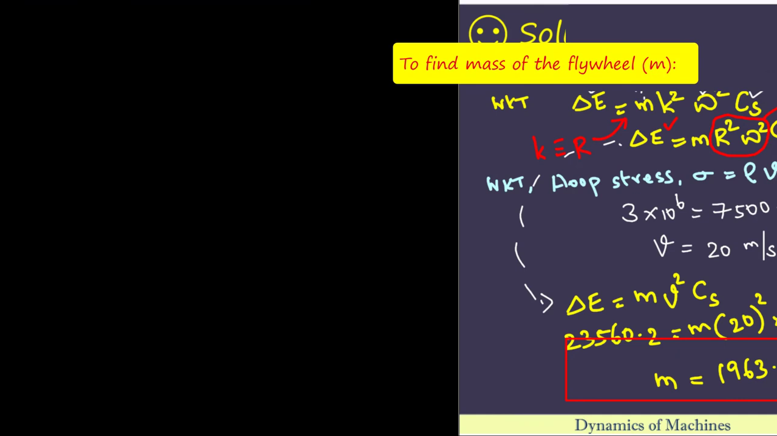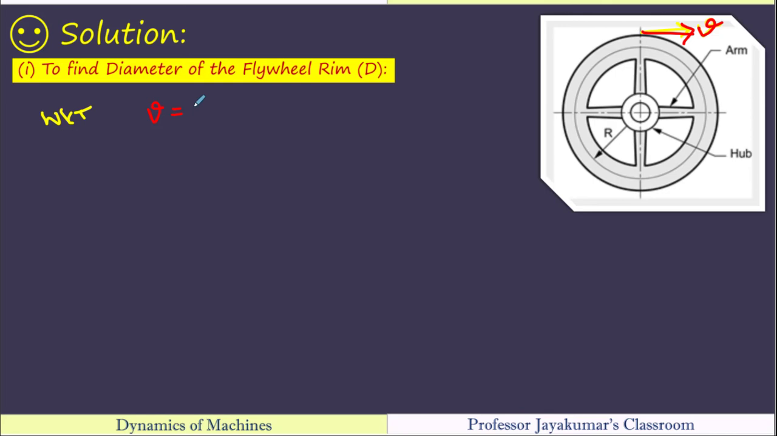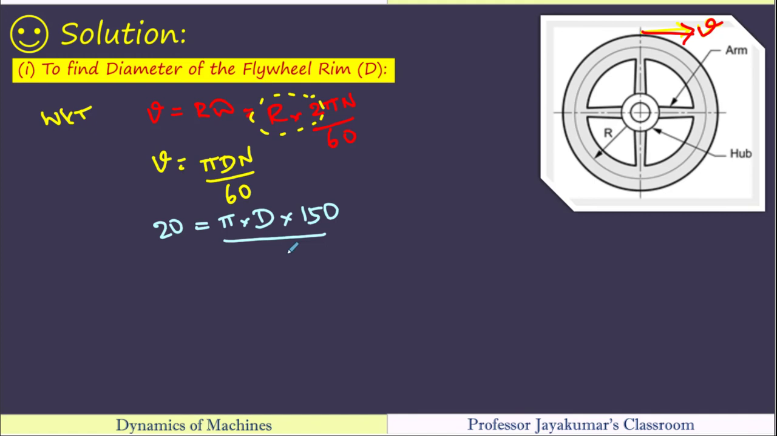Okay, right. Now let us find the mean diameter of the flywheel rim. We know that V equal to R omega, or R into, what is the formula for omega? 2 pi N by 60. Or in other words, I could write V equal to pi D N by 60. We just found this V, how much is that? 20 equals pi, diameter is what we need to find, RPM is given, divided by 60. From that, there you are. So D is equal to 2.546 meter.